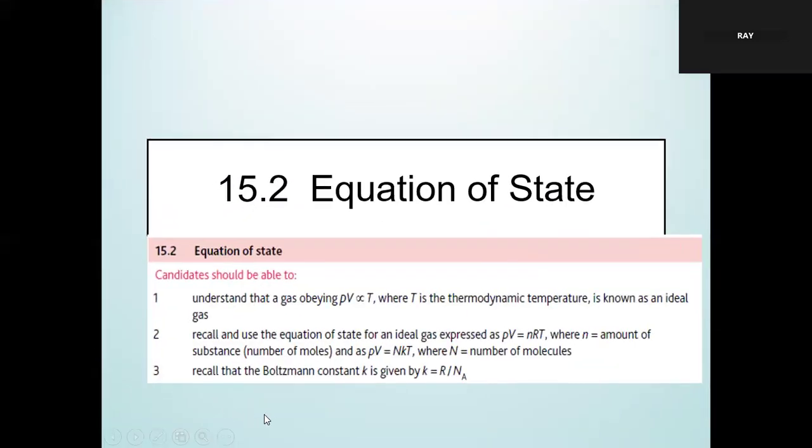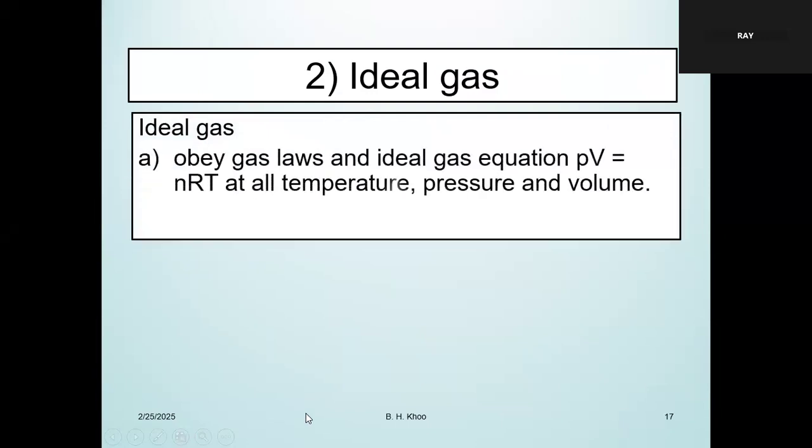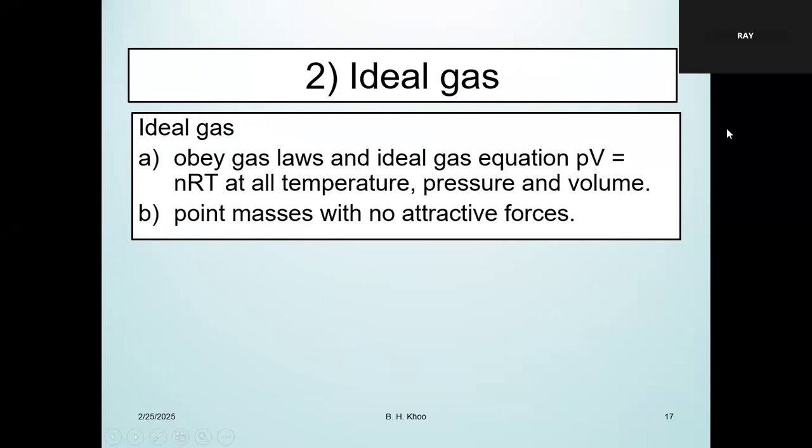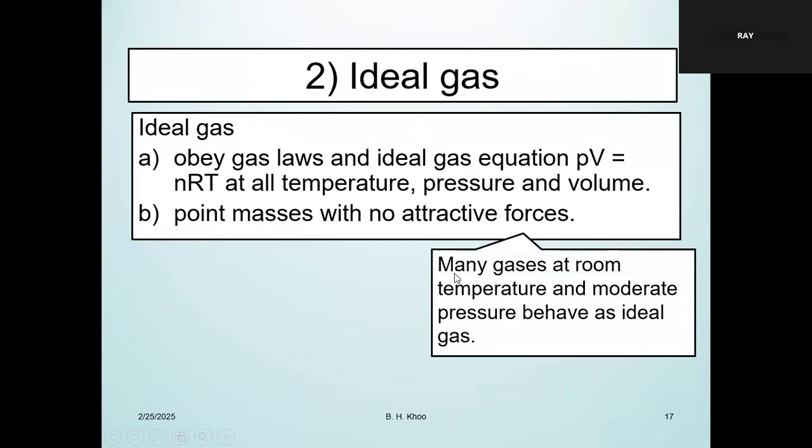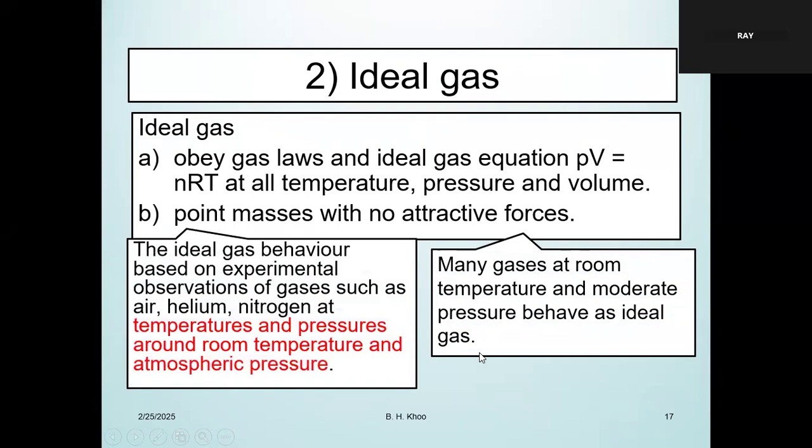Let's go to equation of state. Right, that's what we are going to cover. Ideal gas. Memorize. Obey gas law and ideal gas equation at all temperature, pressure, and volume. Point mass, no attractive force. Right, this is given in their marking scheme. But many gases at room temperature and moderate pressure behave as ideal gas. Ideal gas behavior is based on experimental observation of gases such as air, helium, and nitrogen at temperature and pressure around room temperature. We don't want too high pressure. You try to squeeze the particles together so that the attractive force becomes significant. So we don't want that. That's the reason why we use temperature and pressure around room temperature and atmospheric pressure.